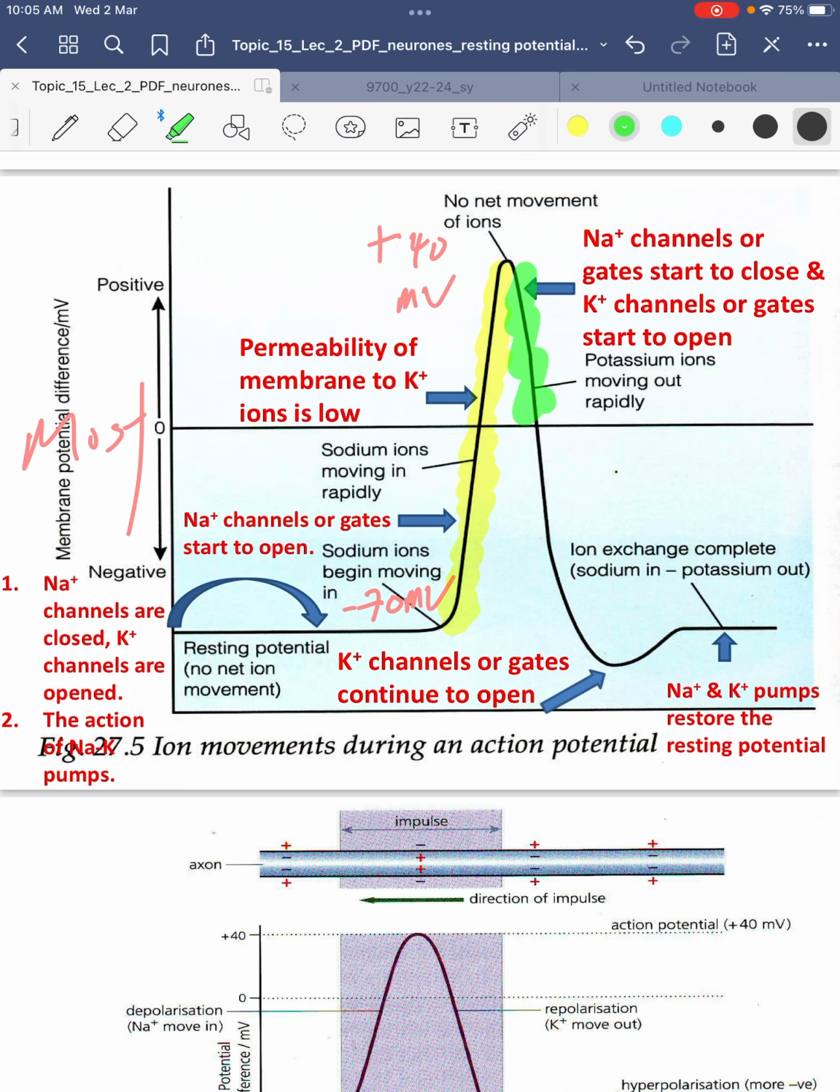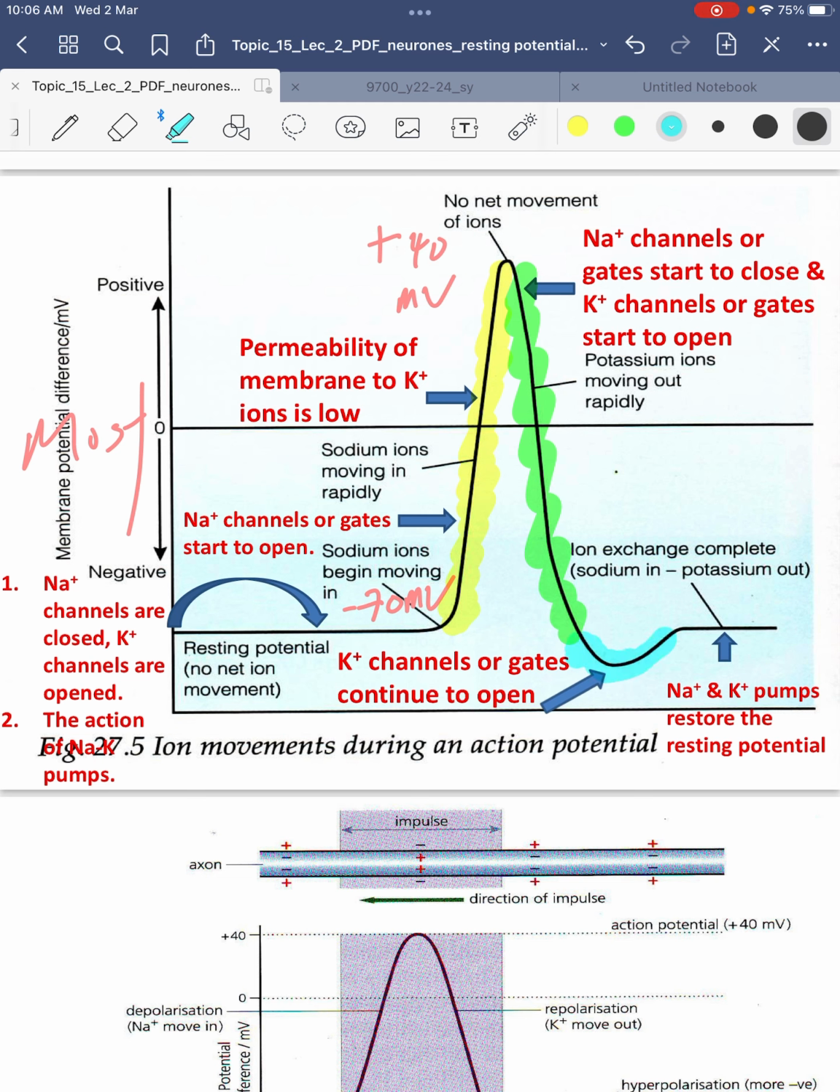Okay, this is the opposite. Sodium channels begin to close, potassium channels begin to open. So I wrote in the previous slide, outflux, the potassium will leave. And now it's becoming negative. And then there is an overshoot here, this overshoot region here.